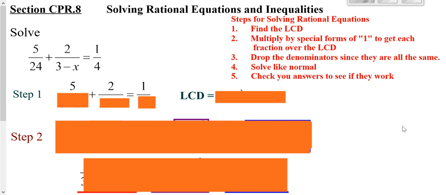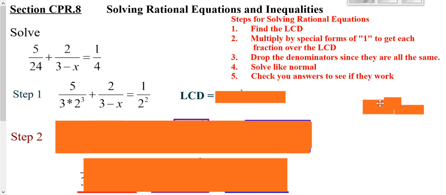We're going to look at solving rational equations and inequalities. Once again, rational means it's a fraction. So we're going to look at solving equations where we have variables in the bottom of our fraction. So the first thing you want to do is to find your LCD, and we've done that before. You got to factor all your denominators.